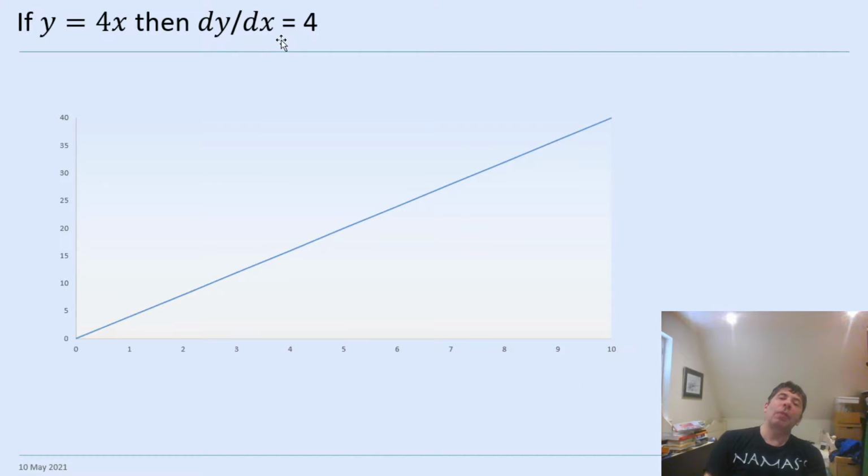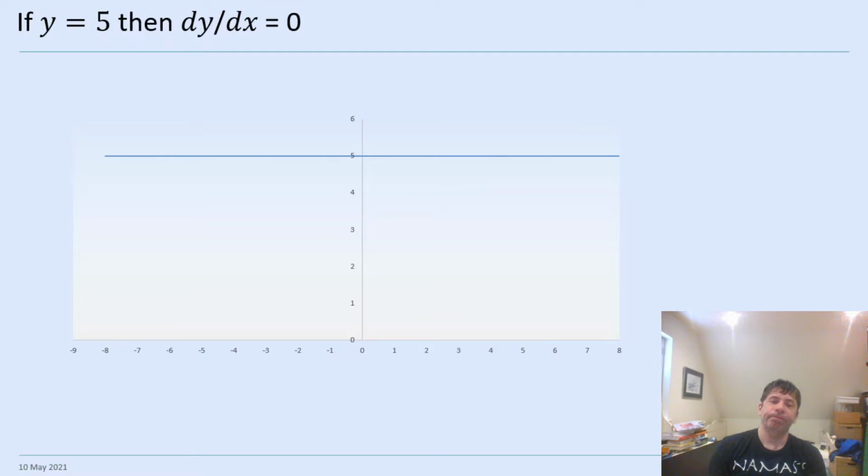And also we remember that for straight lines, y equals mx plus c, and m is the gradient. So here, y equals 4x plus 0. 4 is m. 4 is the gradient. That's why dy by dx equals 4. So this all makes sense. If y equals 4x, dy by dx equals 4.